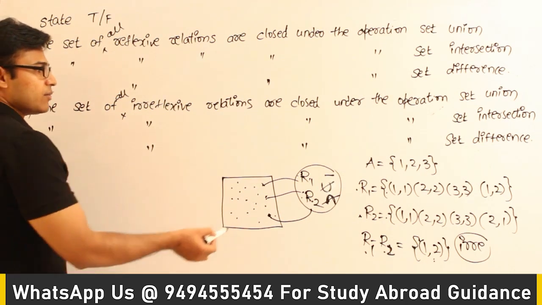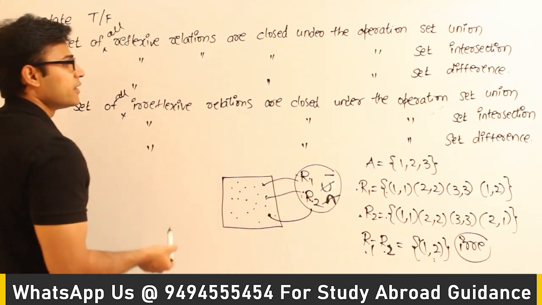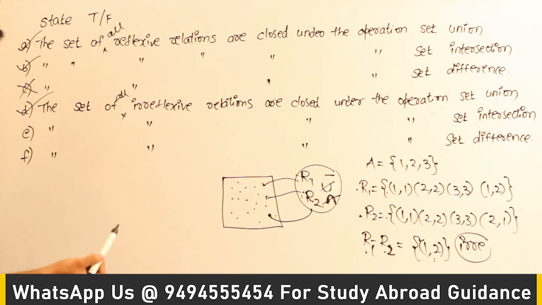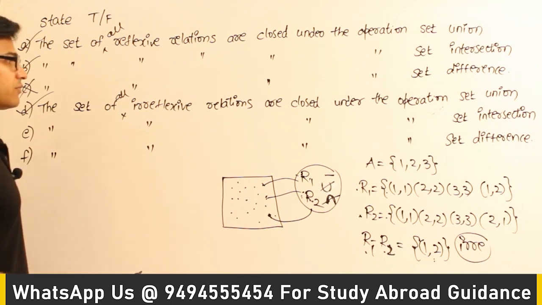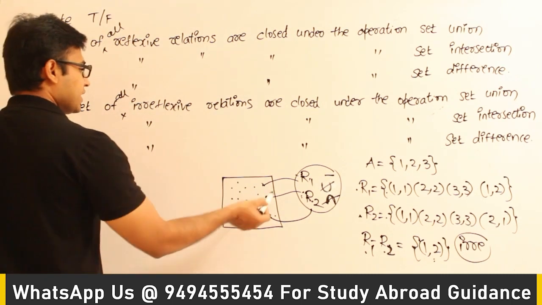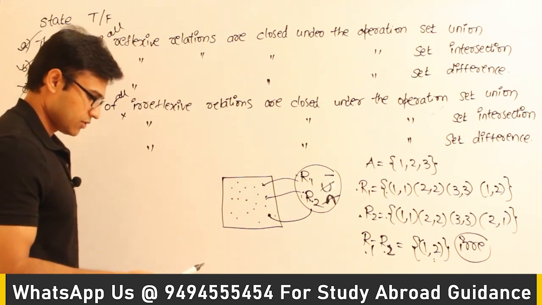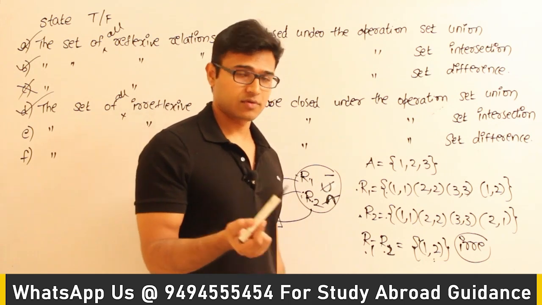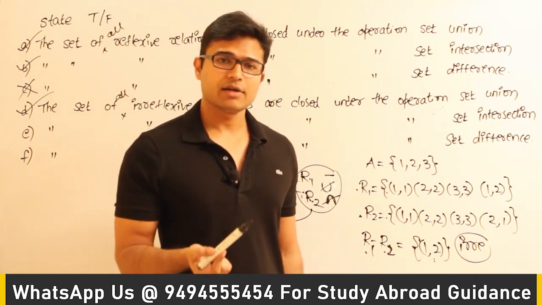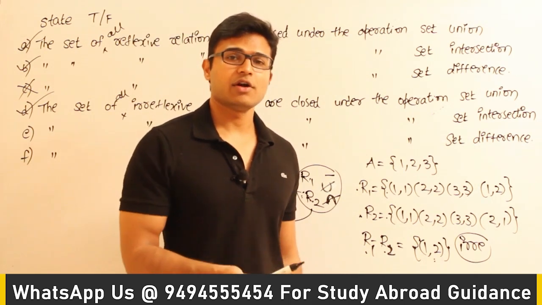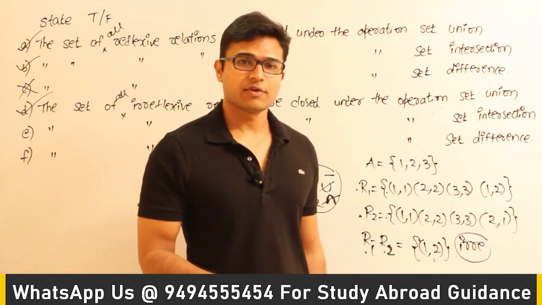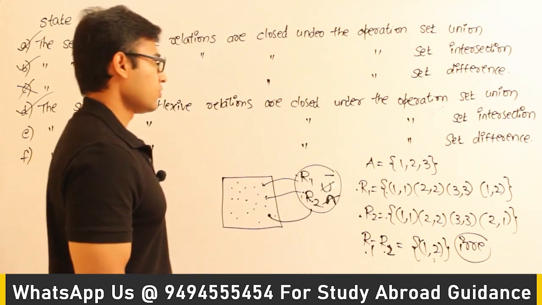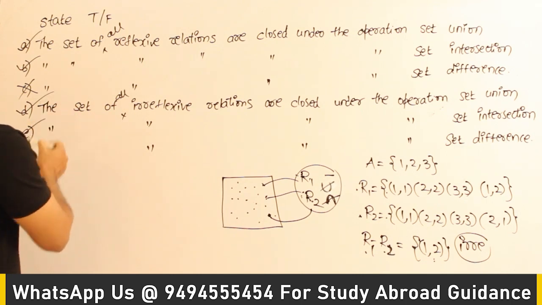The reason is both of them are not going to contain any diagonal elements. Then the intersection will definitely not contain any diagonal elements. In fact, we have already seen that if R1 and R2 are two irreflexive relations, then R1 intersection R2 is a subset of one of them, either R1 or R2, and we already know that every subset of an irreflexive relation is irreflexive. Therefore this is irreflexive. It is true.